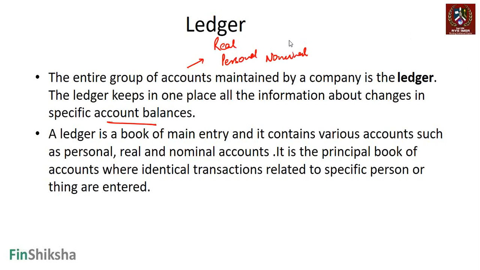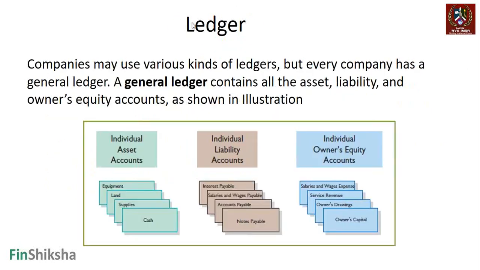It's the principal book of accounts where identical transactions related to specific persons or things are entered. So if you buy two furnitures, they will come in the same real account, right? Similarly, if the same person gives you credit twice, that will come in the same personal account. So identical transactions related to specific entities or things are essentially captured in the same account, and each of those accounts combined together form what is called the general ledger, right?